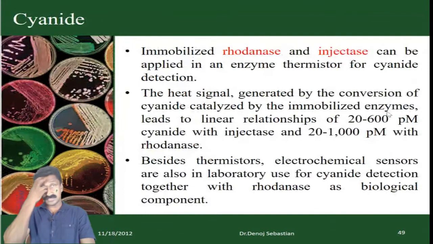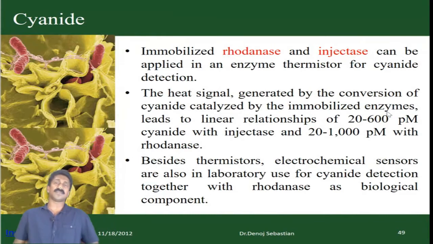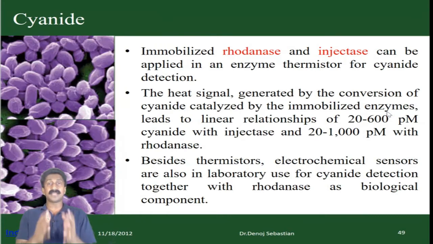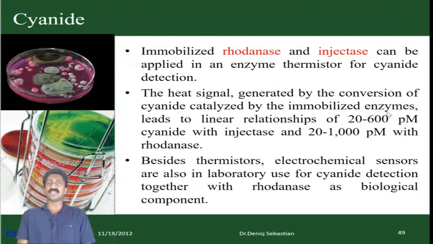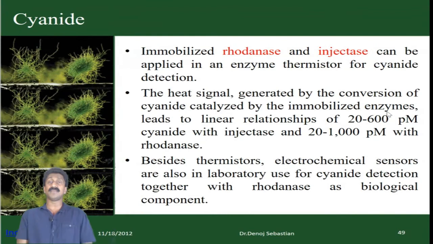Then there is another compound, cyanide, which is also a toxic compound, which needs to be detected in the environment. And here we have immobilized rhodanase or injectase, which are the enzymes that can be applied in the enzyme thermistor for cyanide detection. So in the immobilized system, the enzymes used are rhodanase and injectase, and usually it produces a heat signal.